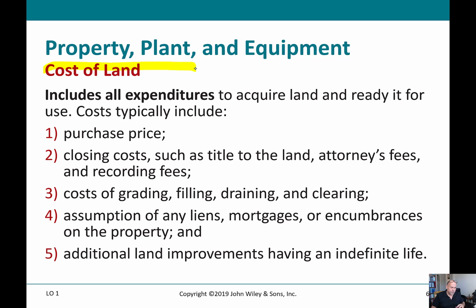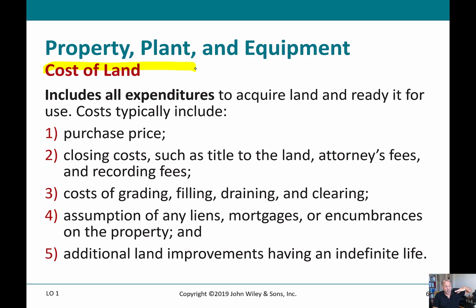Let's say there's an old structure sitting on that land. You're like, you know, I'm just going to get rid of that old structure. I don't need that shack sitting there anymore. I'm just going to knock that thing down. The cost of tearing down that shack would be part of the cost of the land. So anything you have to do to clear that land, to get it ready for whatever your purposes are, is part of the cost of the land.